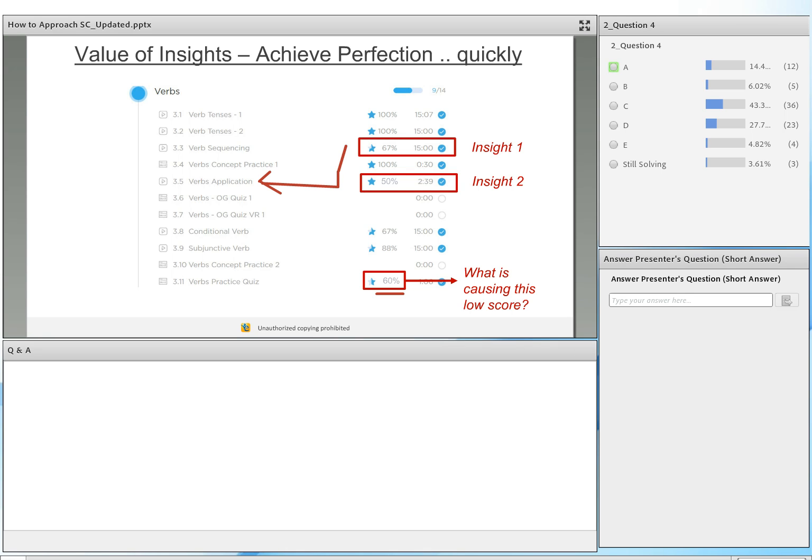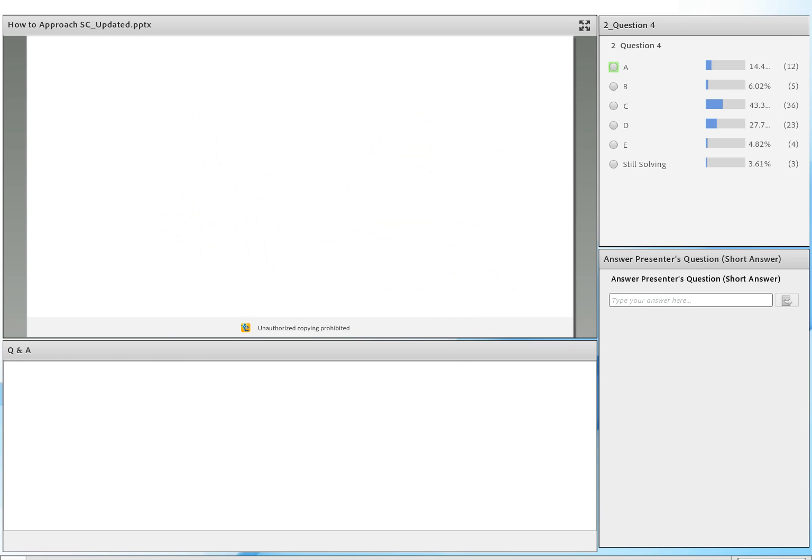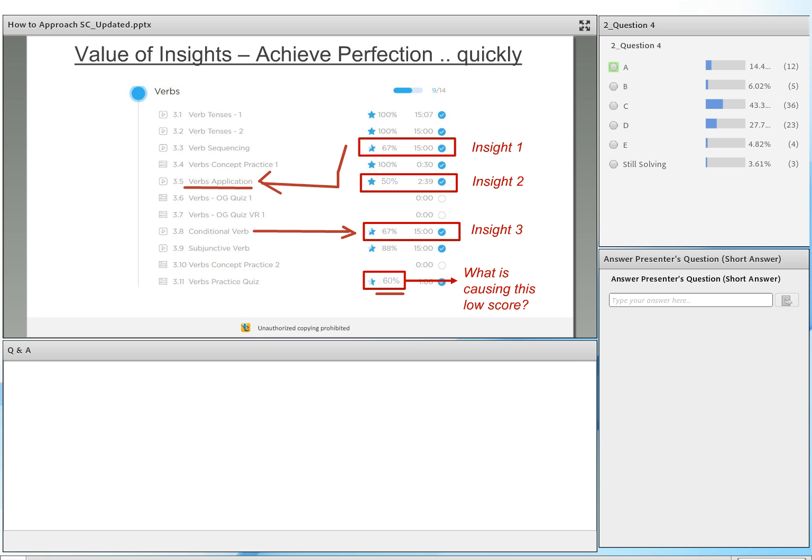So again, it's not a surprise that he didn't do well in this application file. Furthermore, there were certain other conditional verb questions, and this is also where he faltered. So now this student knows exactly how he has to improve in order to do well in verbs. What he has to work on is building his skill set in verb sequencing. So he needs to go through this file once again.